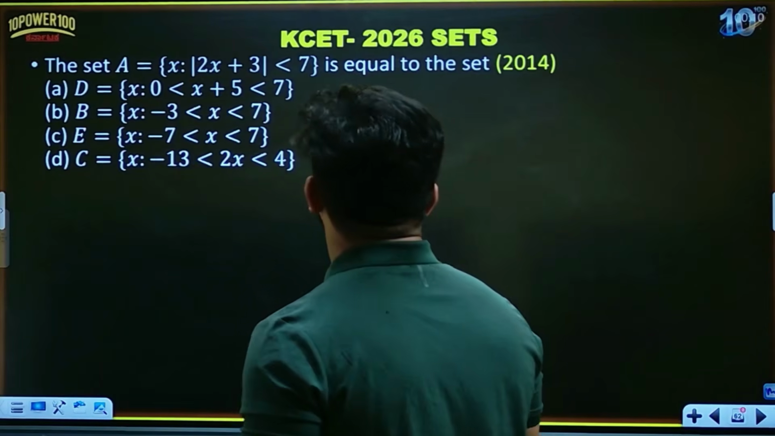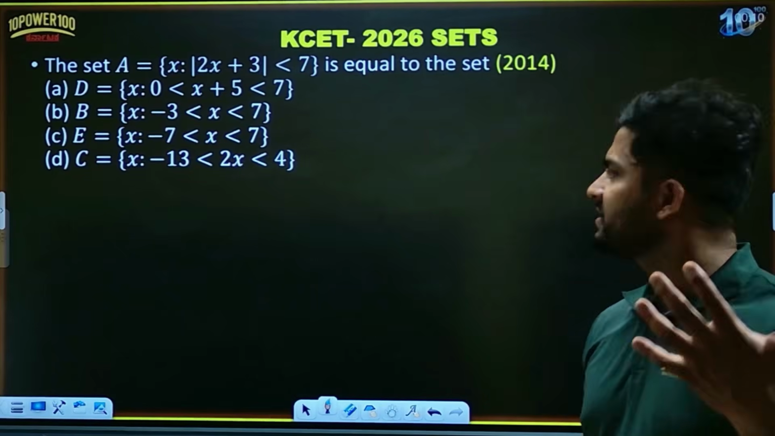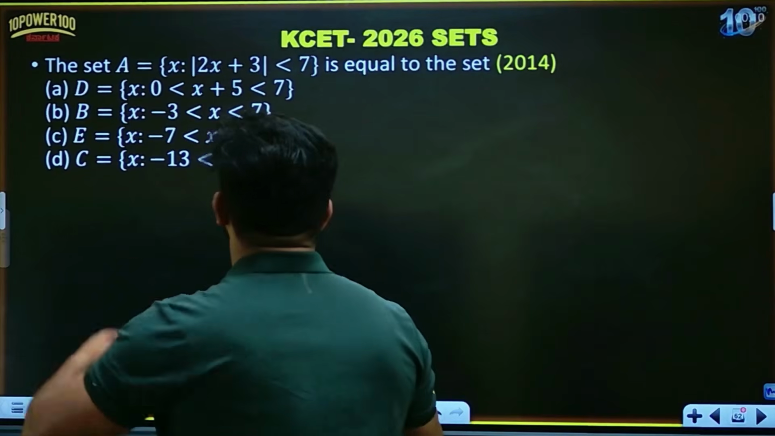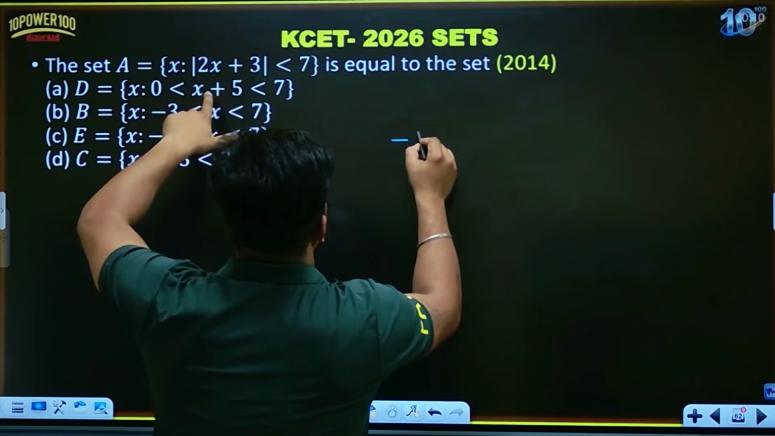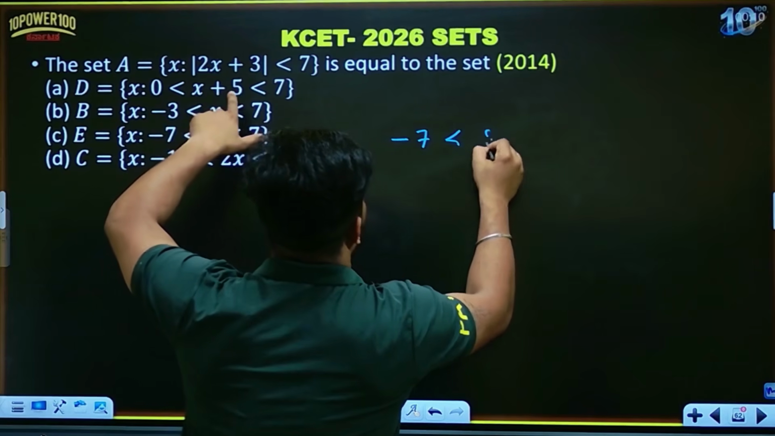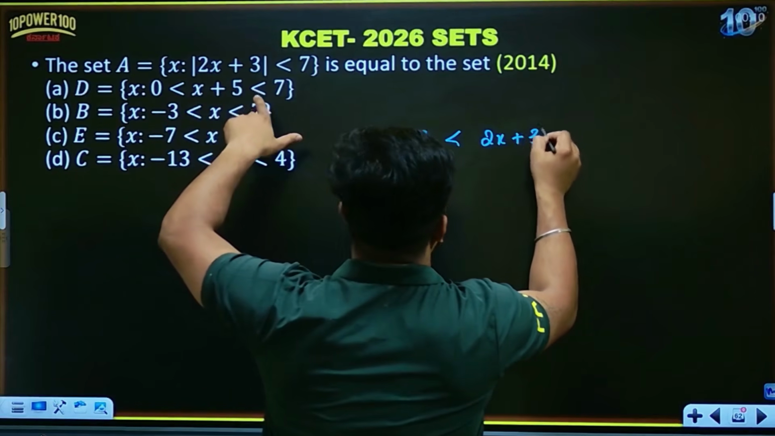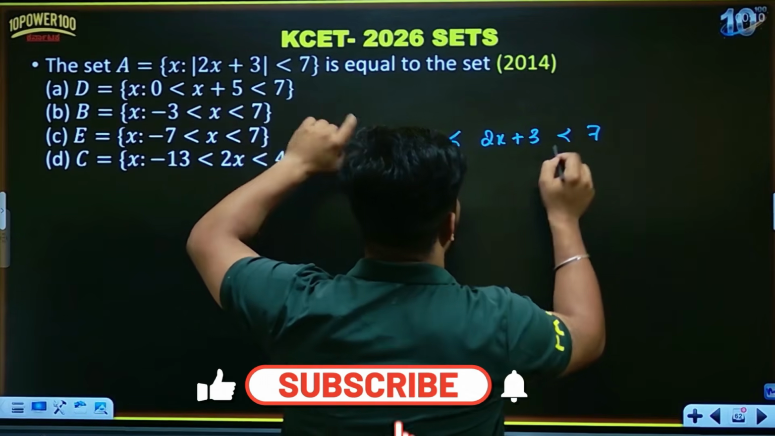Next, this is actually from 2000, I have taken all previous year questions. Since there is a mod here, what I am going to do is take it like this: minus 7 less than 2x plus 3 less than 7, children, because of the mod.